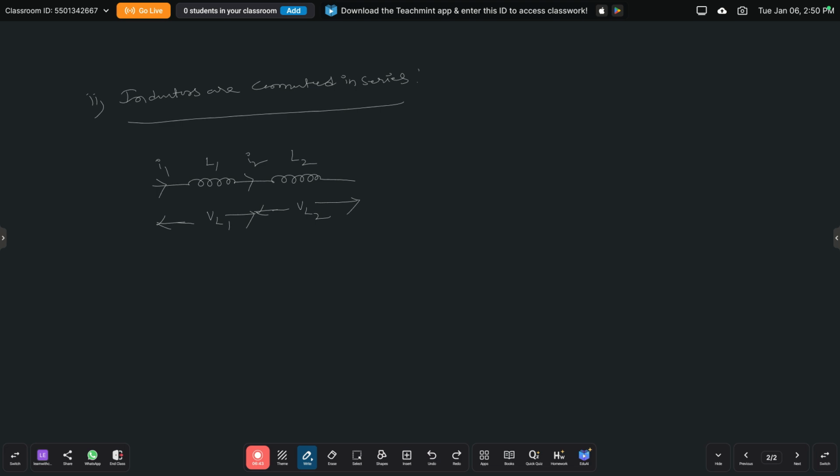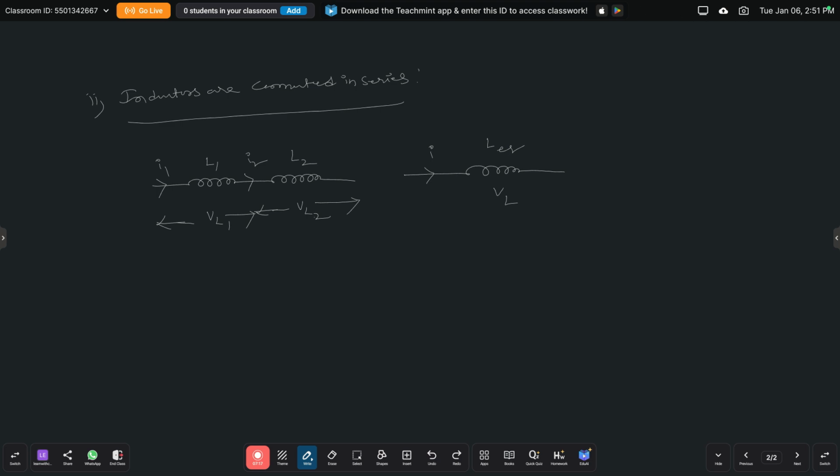So just draw the equivalent circuit. Here inductor 1 is represented by L1, inductor 2 is represented by L2, but in the equivalent circuit we are taking that as L equivalent. And here the voltage drop across inductor 1 is VL1, voltage drop across inductor 2 is VL2, and here we just take VL. And here the currents I1 and I2 through L1 and L2, but here we are taking only the current I.